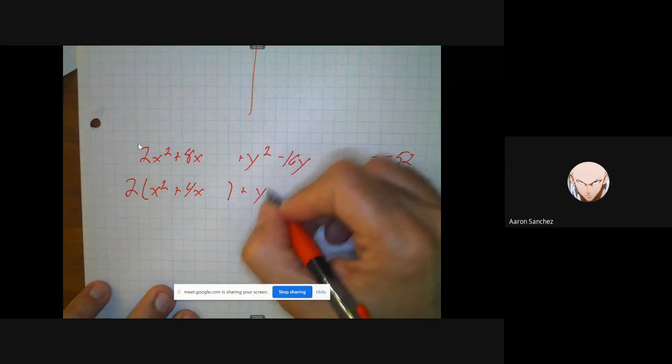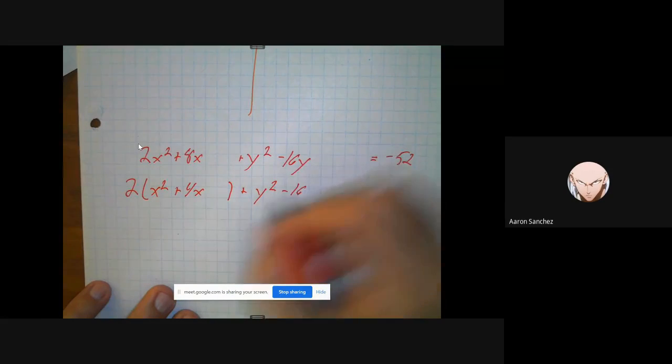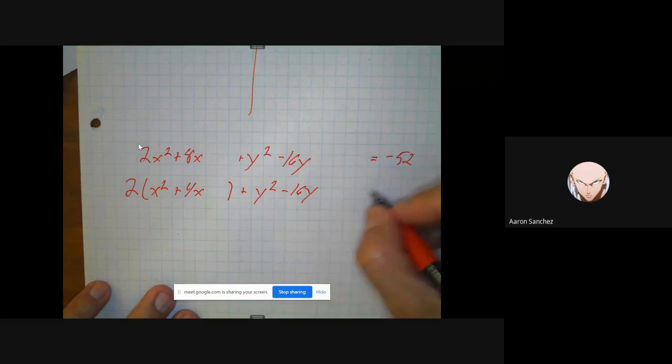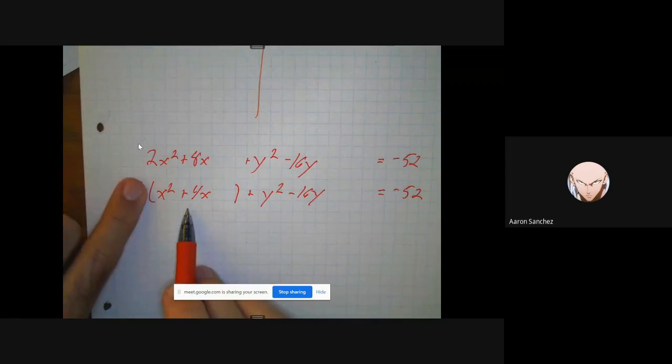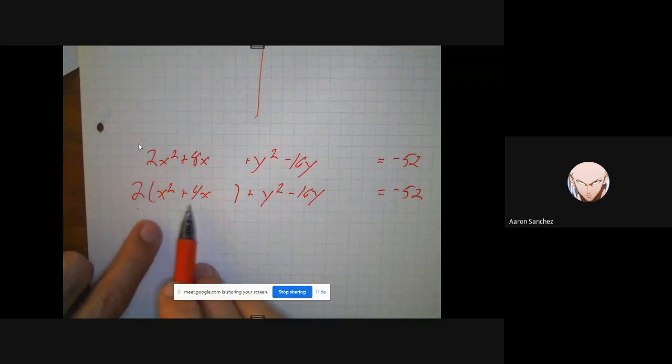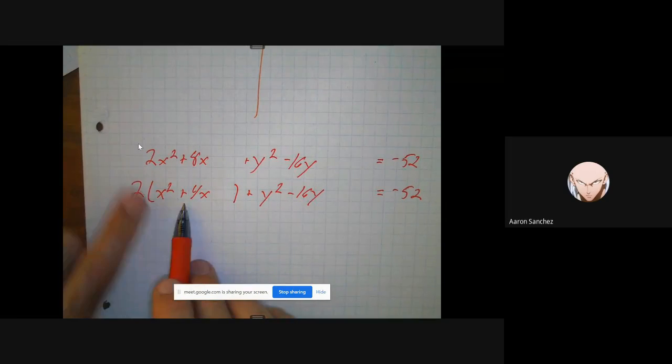Plus y squared minus 16. There's no number in front of y squared, so we don't need to factor anything out. All I did was factor out the 2, and now I can ignore the 2 for a second and just look at these numbers here.